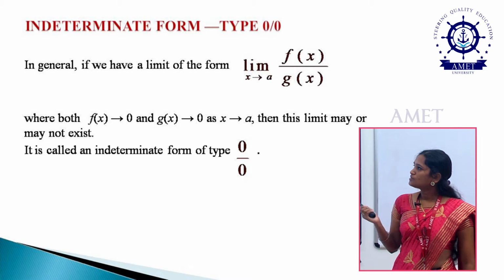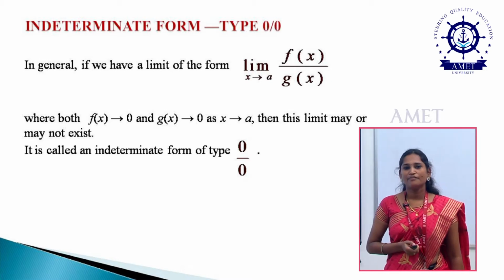When do we stop? When we finally get a finite answer, we stop the procedure; otherwise we proceed continuously until we get the final answer. So this is called the L'Hospital rule. Already I told you about the 7 types of indeterminate form.